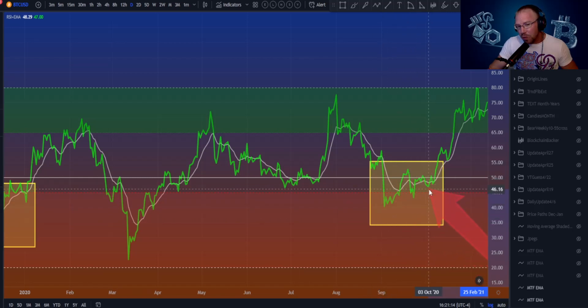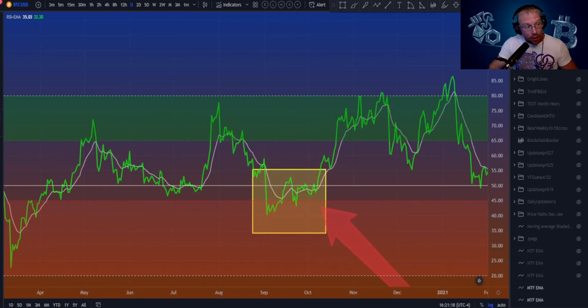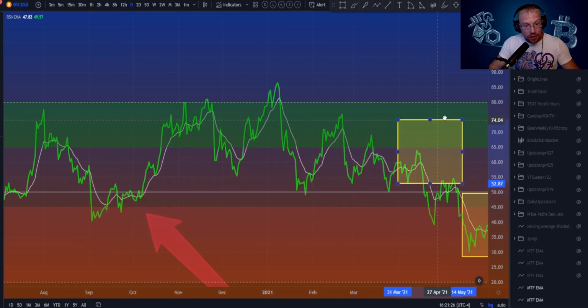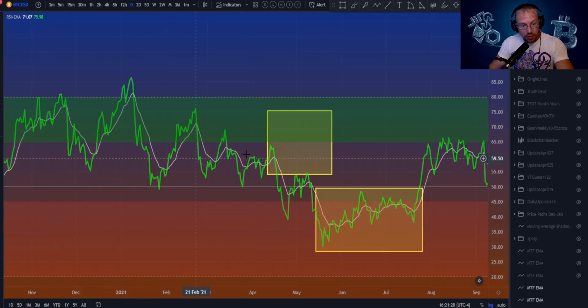This didn't come super crazy low, but it still had to hang out for quite a while. I mean, look at this. Look how much time. 37 days. So let's move this box almost exactly like here and take it to current price action.